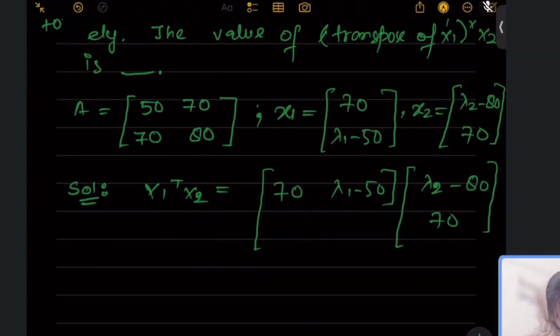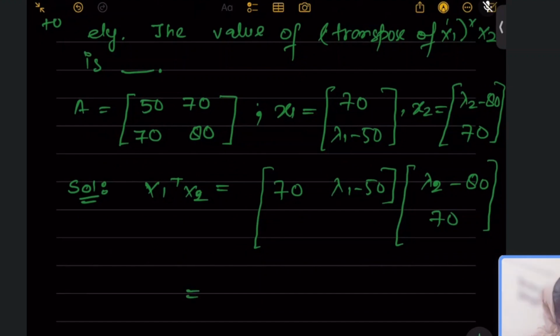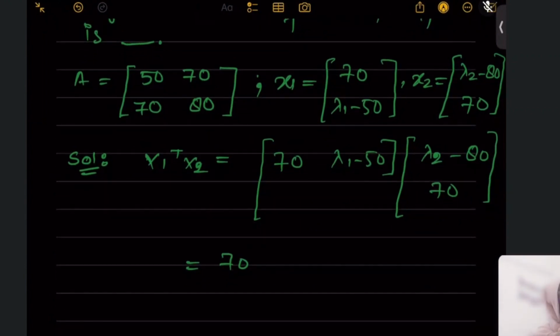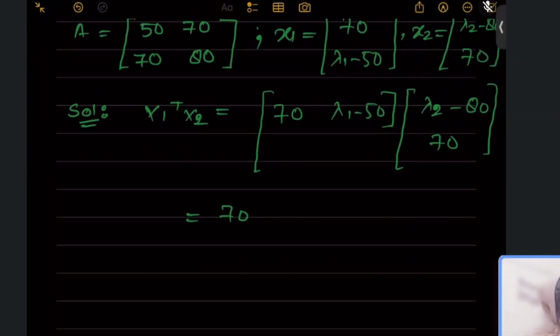Anyone else got it? So how did you do it, Kavita? In the same procedure? Yes, ma'am. Okay. And I used it after multiplying with lambda 1 minus 50 and lambda 2 minus 80. I just used the sum of the eigenvalues is equal to the trace of the matrix. That idea only I used. Cool. So from here, you can do it in that way also.